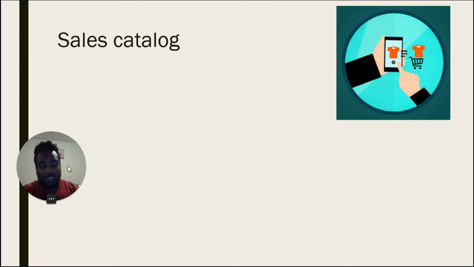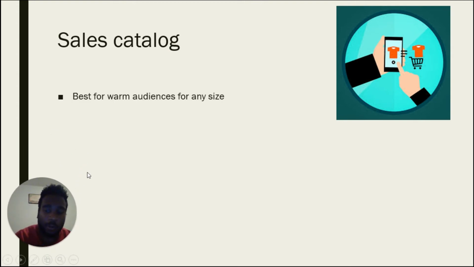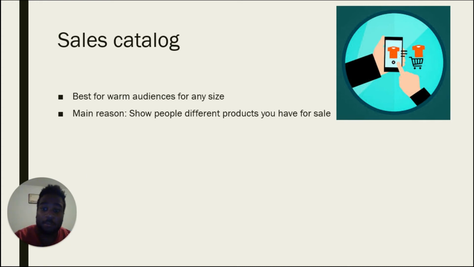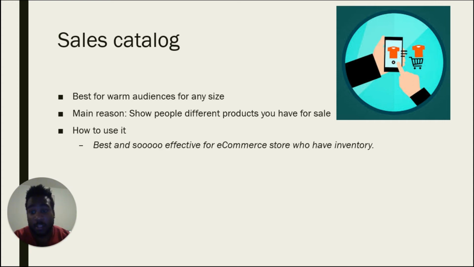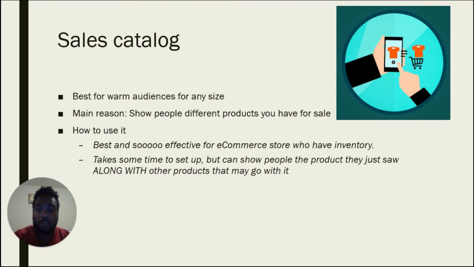So now we get to sales catalog. And if you're an e-commerce store, you want to listen up. So it's the best for warm audiences of any size. And the main reason you want to use it is to show different products that you have for sale. So how exactly do you use it? It's best and so effective for e-commerce stores who have an inventory. So if you take the time to set it up and you set the proper product categories, and your pixel is all set up and optimized for each different product, you can show people the product that they just saw, along with other products that may go with it.